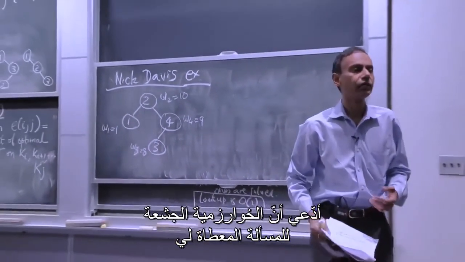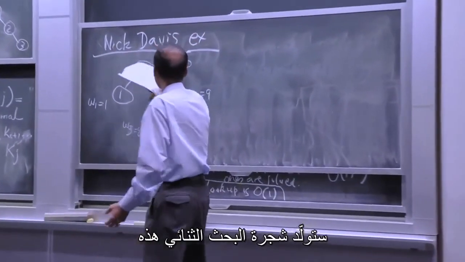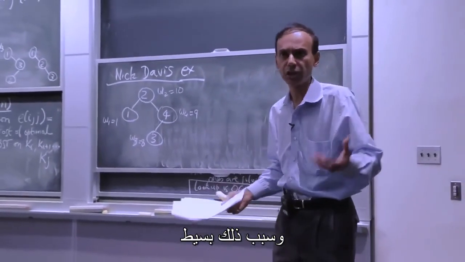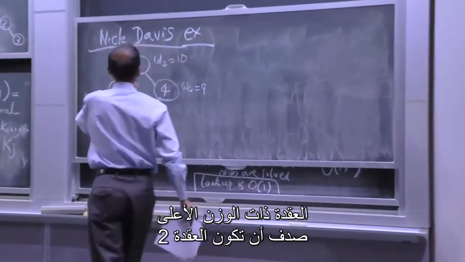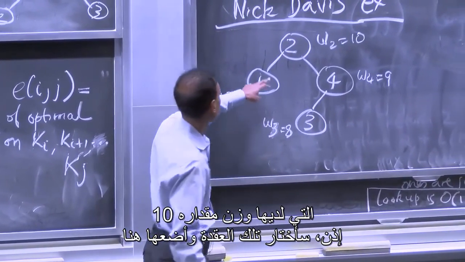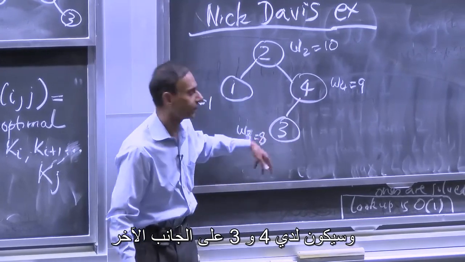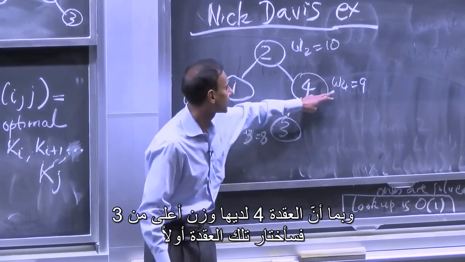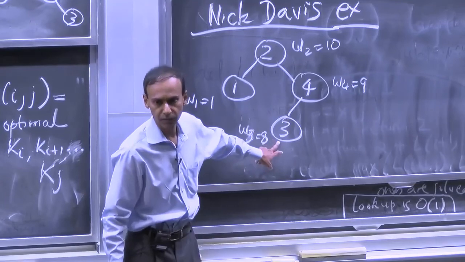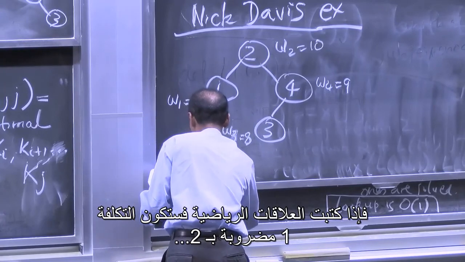So I claim that the greedy algorithm for the problem given to me would produce this BST. The reason is simple. The highest weight node happens to be node 2, which has a weight of 10. So I would pick that and stick it up here, which means I'm going to have 1 on this side, and 4 and 3 on the other side. Since 4 has a higher weight than 3, I'd pick that first, and then 3 would have to go over here.